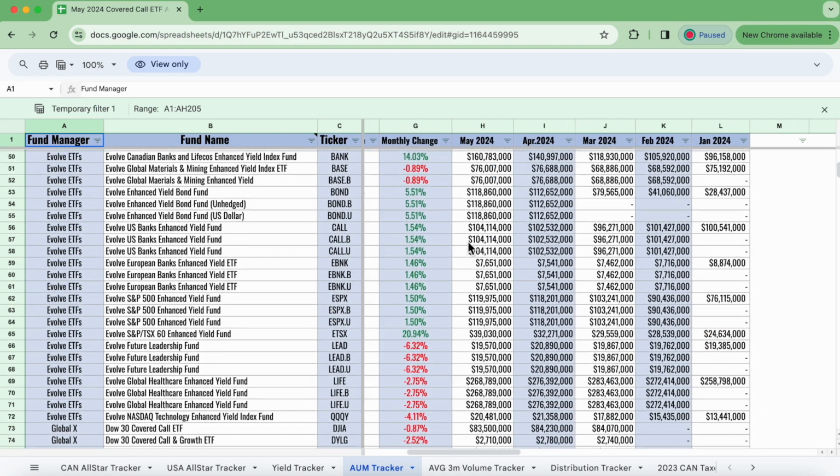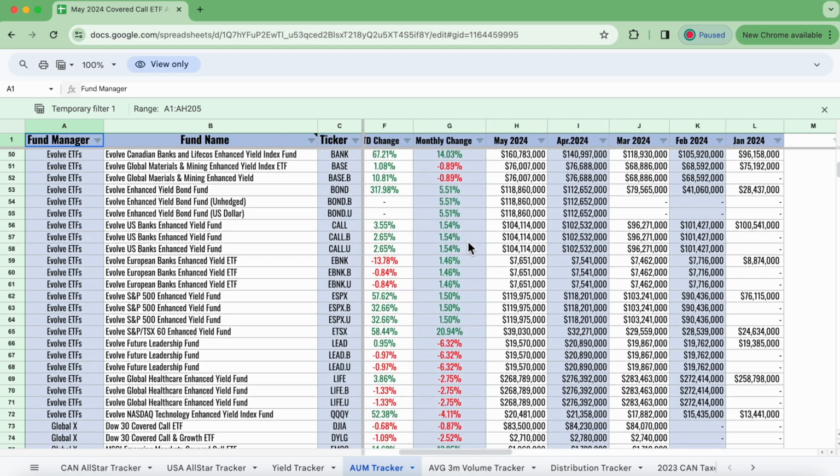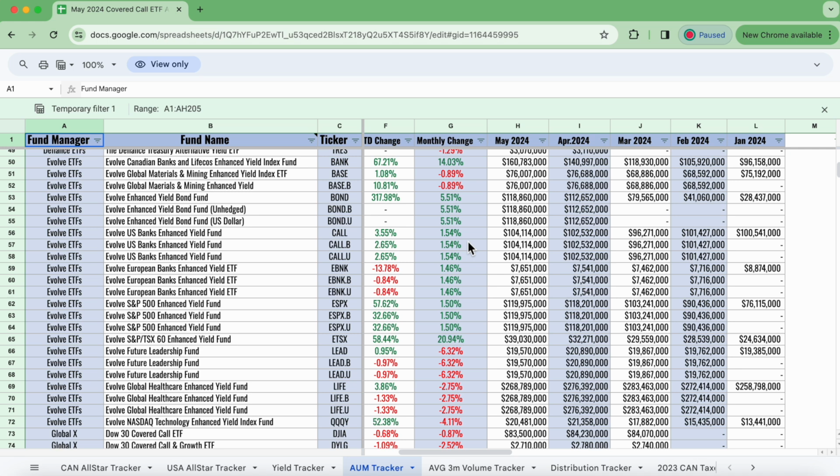There are funds in here that I like to keep tabs on. We got Bank, which is another fund that I want to own in my taxable account starting next year. Year to date, up 67.12%, which is just awesome to see. More money piling into Bank, up 14.03% this month alone. Wow, basically $141 million all the way up to $160 million. This fund continues to grow, continues to pace.